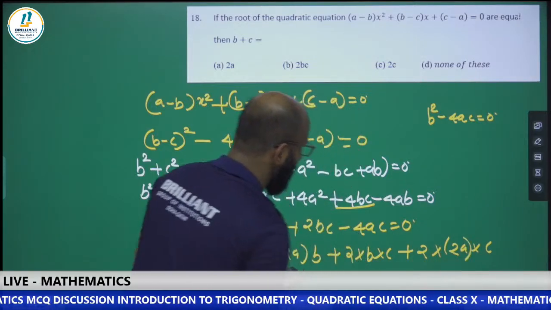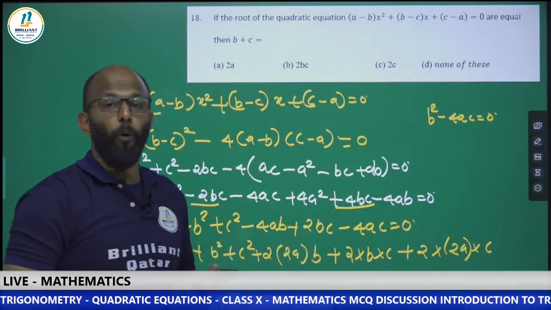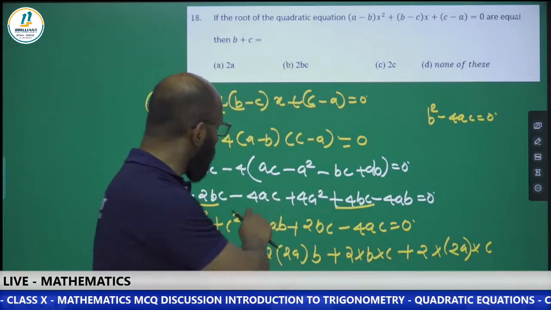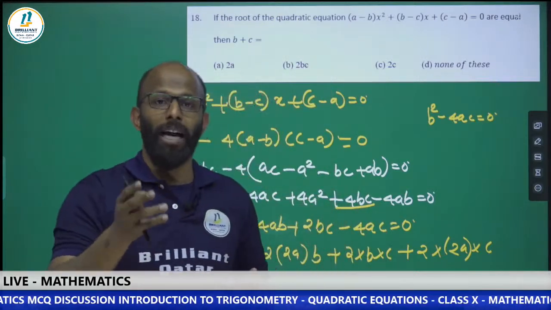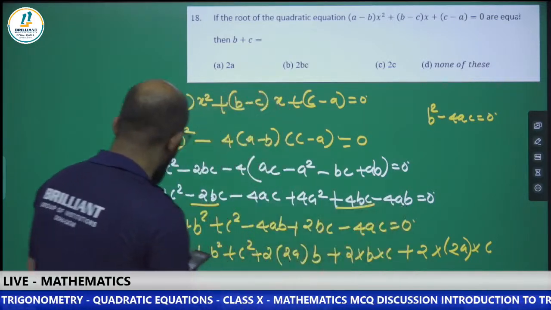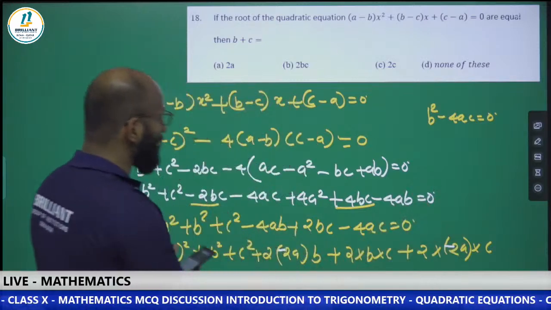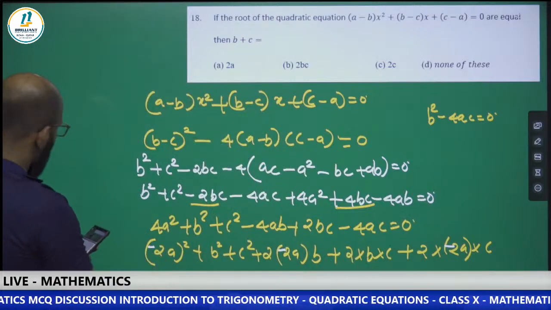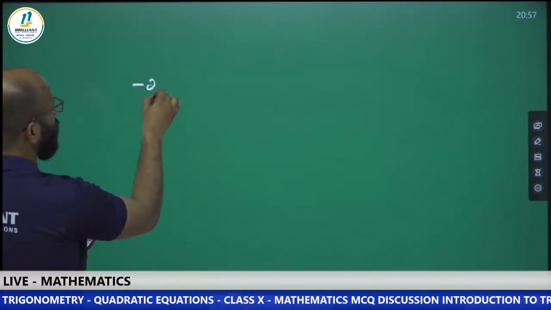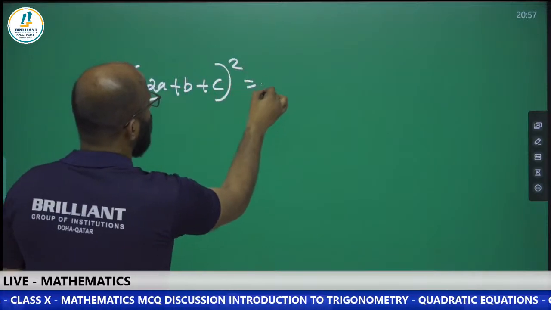Now look at here. When you see this one, minus 4ab and minus 4ac, a is common in both terms. Therefore we can put the negative sign for this one, minus 2a into b, minus 2a into c. So for this expression, in the next step, I will take the next page. This expression I can write as minus 2a plus b plus c the whole square is equal to 0.